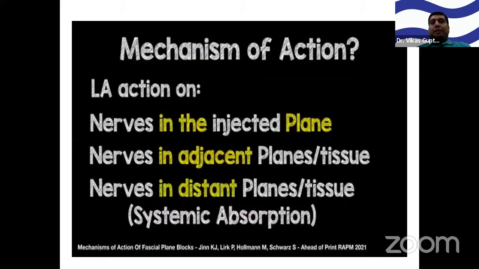So, what is the mechanism of action of fascial plane blocks? Frankly, this mechanism of action is not known. But we can say that the local anesthetic action depends on how we give the injection: if we inject the drug in the plane in which the nerve is situated, in adjacent planes, or in distant planes, it will block by systemic absorption.